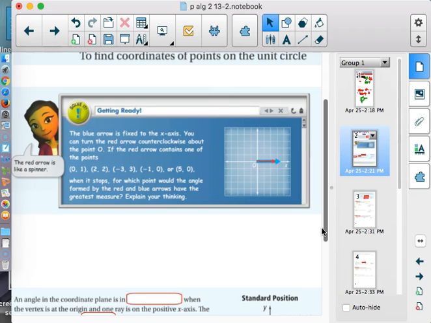If the red arrow contains one of these points, (0, 1), (2, 2), (-3, 3), (-1, 0), or (5, 0) when it stops, for which point would the angle formed by the red and blue arrows have the greatest measure? Well, I don't know. I better graph them on here and see. (0, 1), (2, 2), (-3, 3), (-1, 0), and (5, 0).